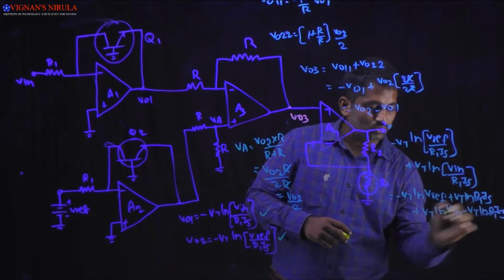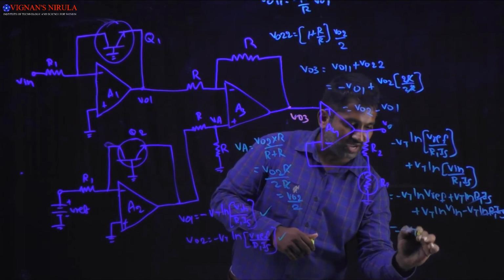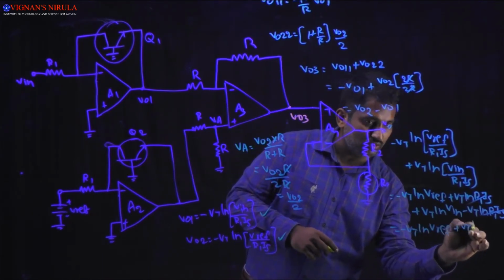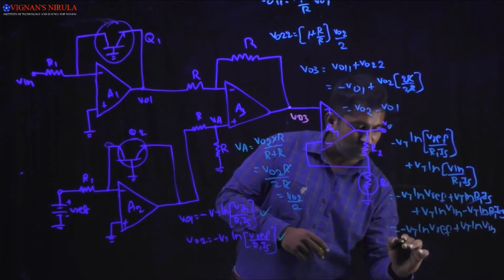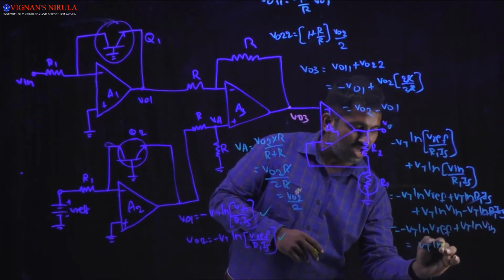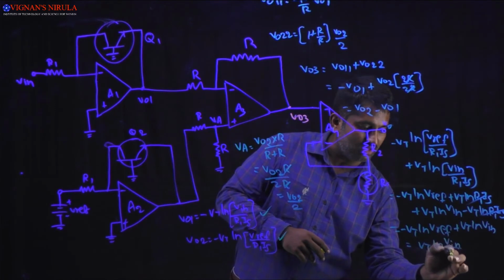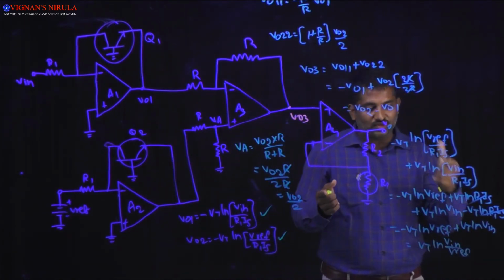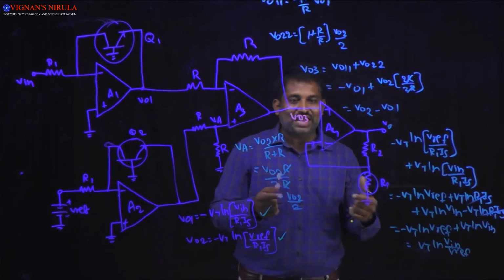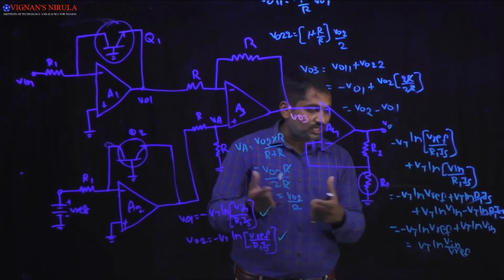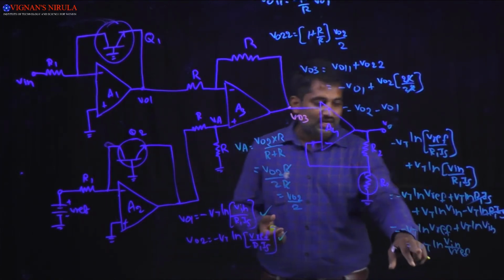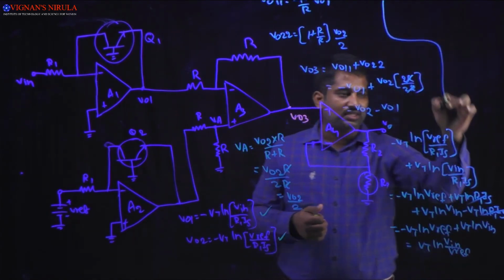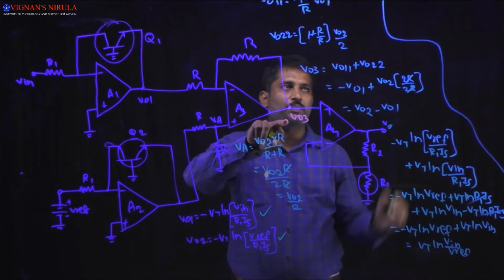So these two terms are cancelled. We will get minus VT into ln of V reference plus VT into ln of Vin. From this we will get VT into ln of Vin divided by V reference. Generally we will get minus VT into ln of V reference by Vin. To neglect the negative sign, I am taking it inside, then it will be converted as VT into ln of Vin by V reference, which is nothing but the output voltage of op amp A3.